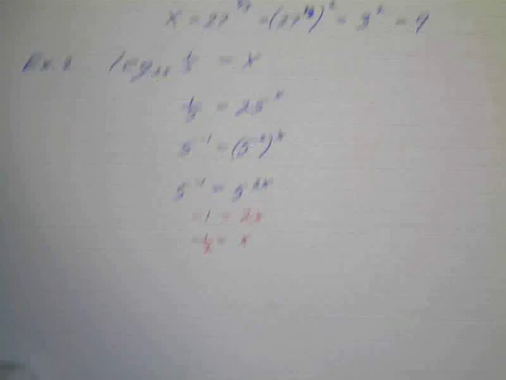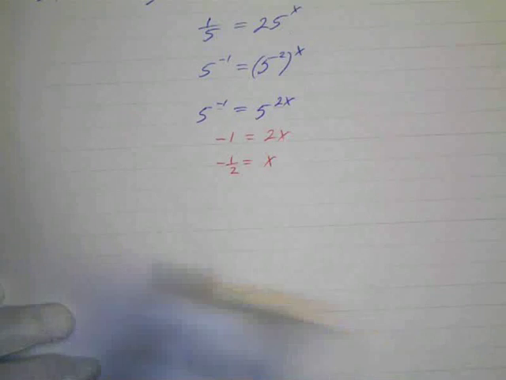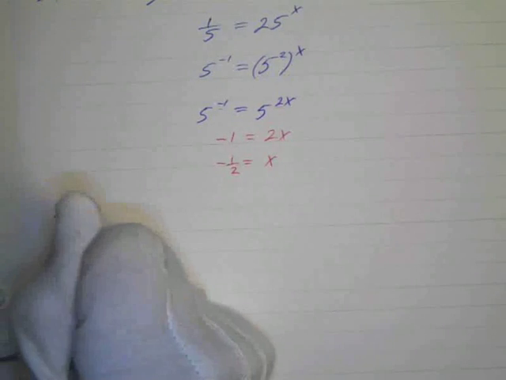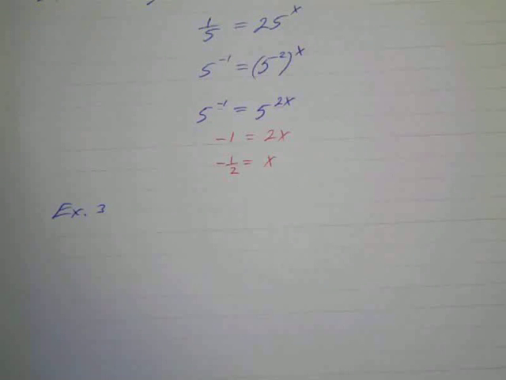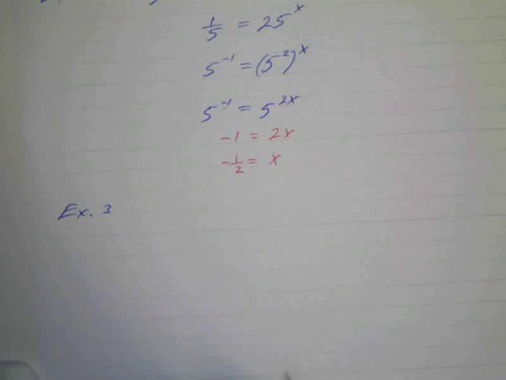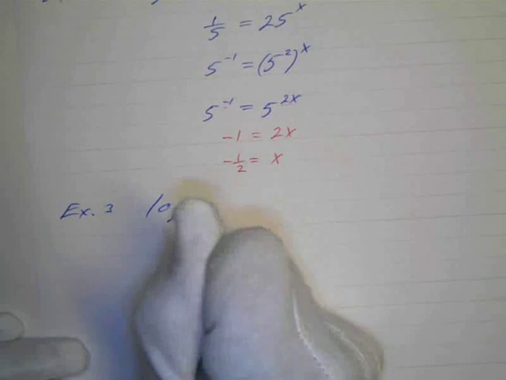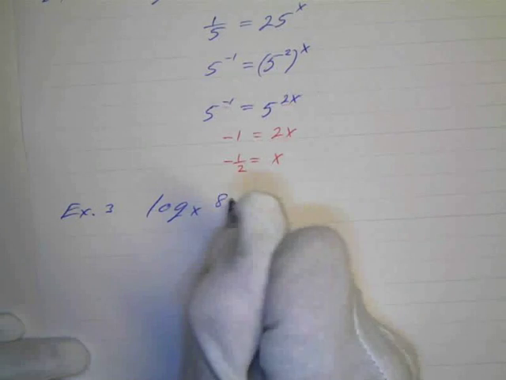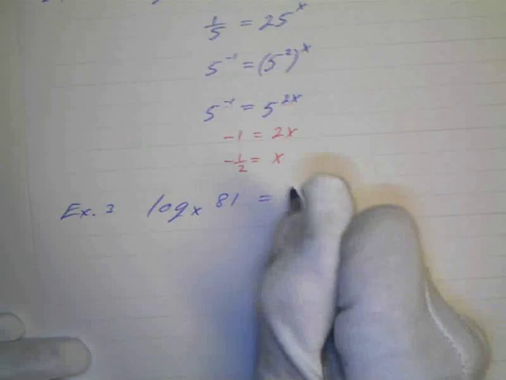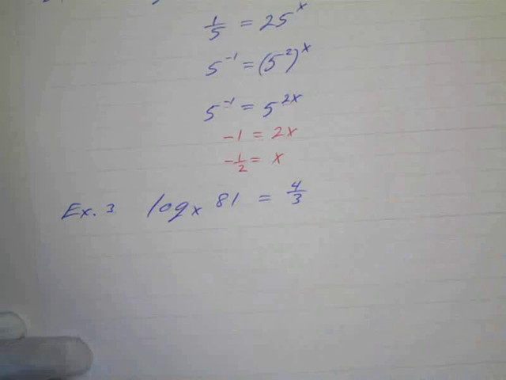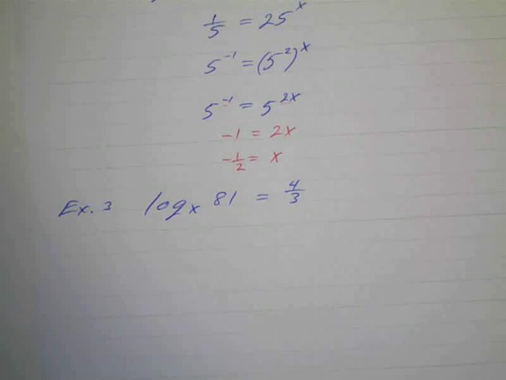Okay. Here's another example now. And this is a log to the base x of 81 equals 4/3. So x raised to the 4/3 power, or what raised to the 4/3 power is 81. That's really what it's saying.